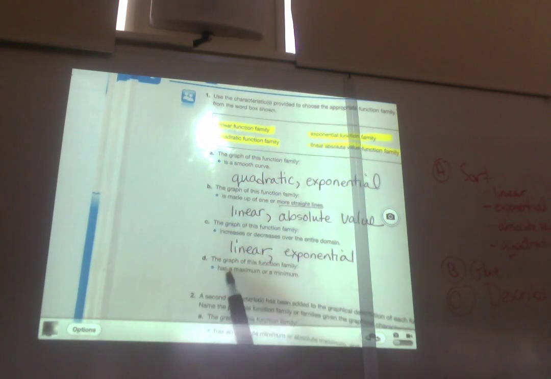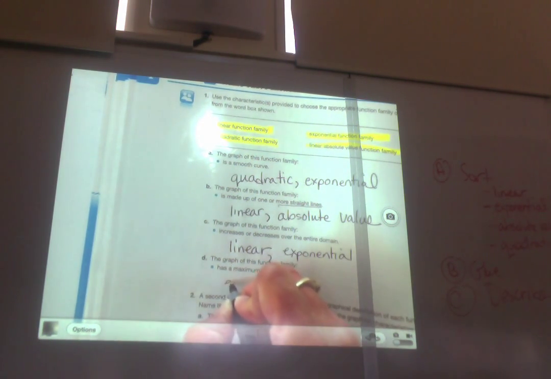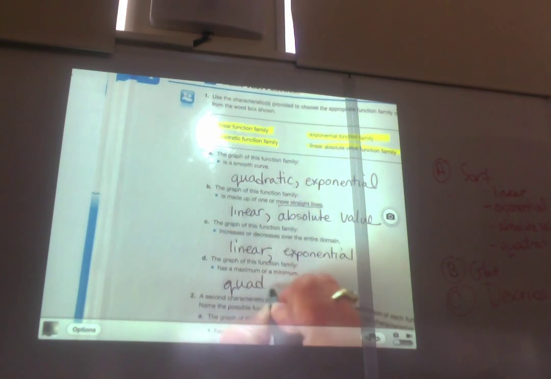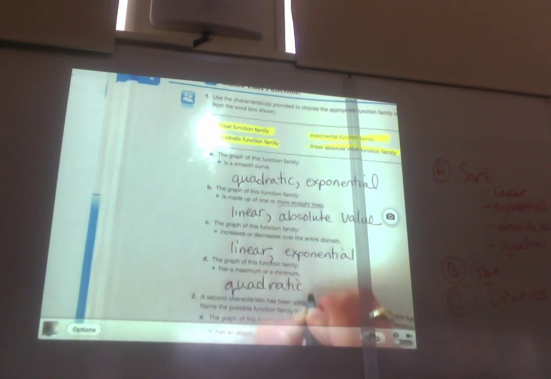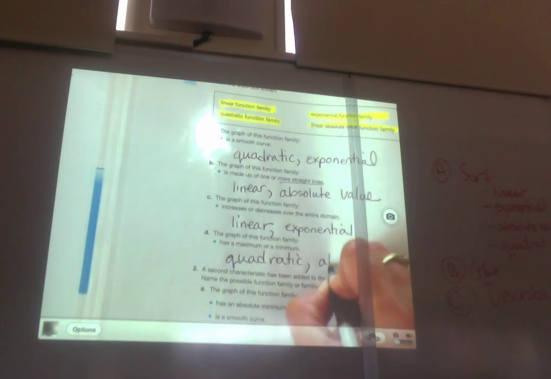The graph of this function family has a maximum or minimum. Quadratic. And there's another family. Absolute value.